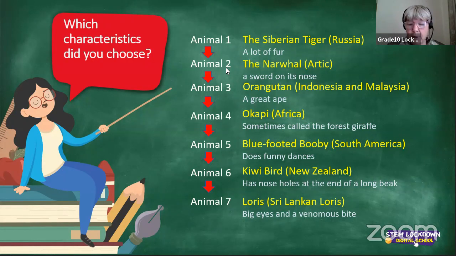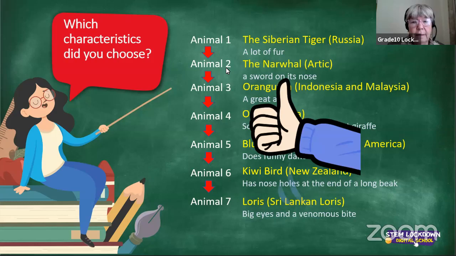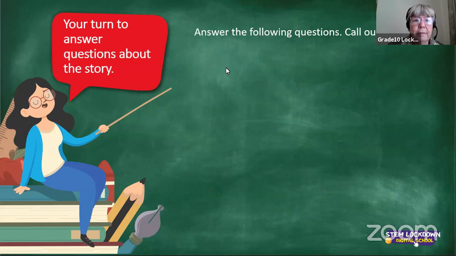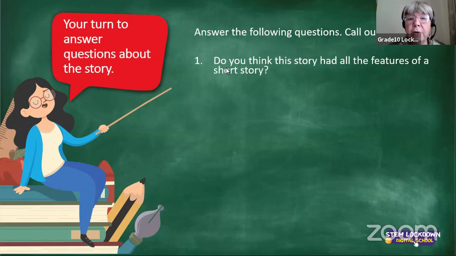Right. I wonder how well you were listening. We're going to check you out now with some questions. So I want you to answer the following questions, and you can call out the answers. And even though I might not be able to hear you, I will be listening. Okay. You ready? Do you think this story had all the features of a short story that we told you about just now? The 5 elements of a story.